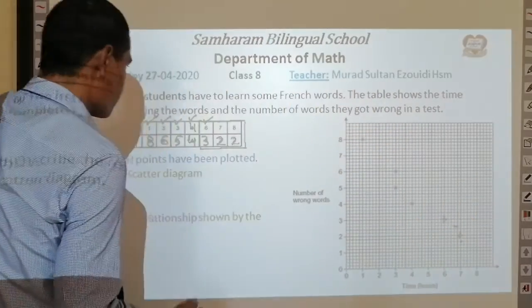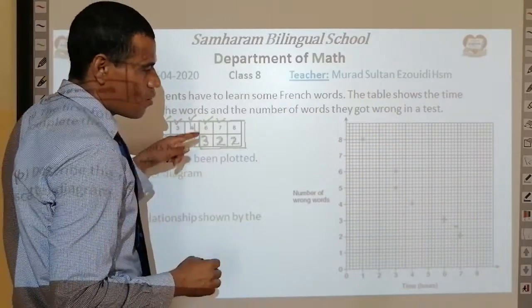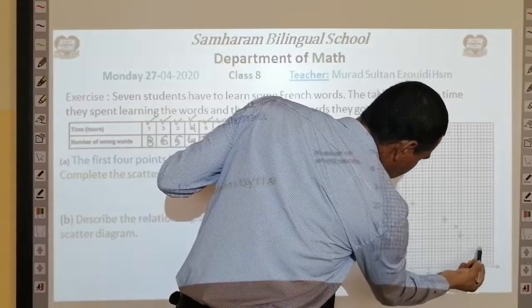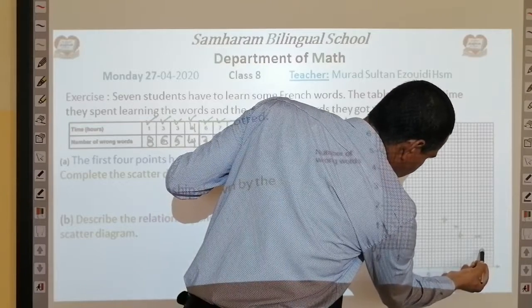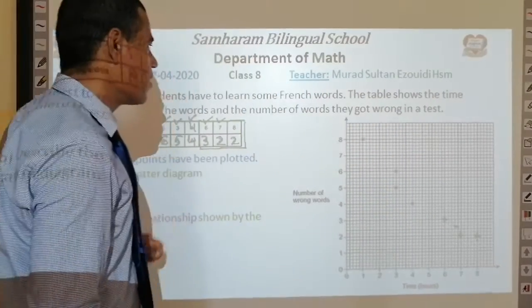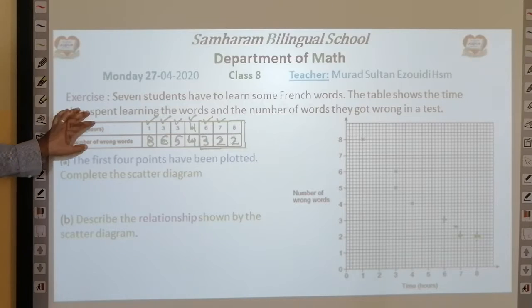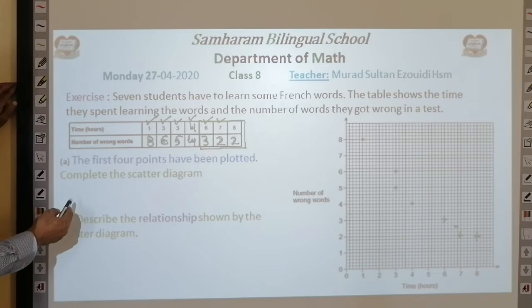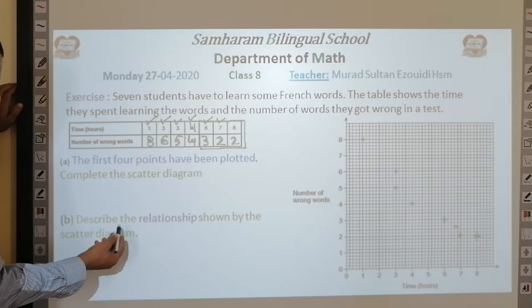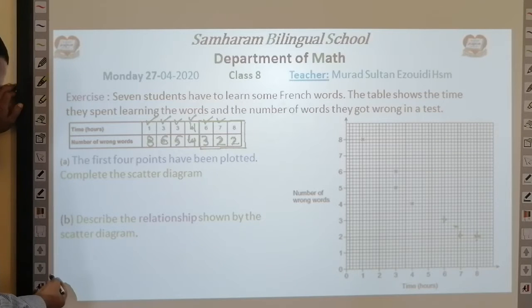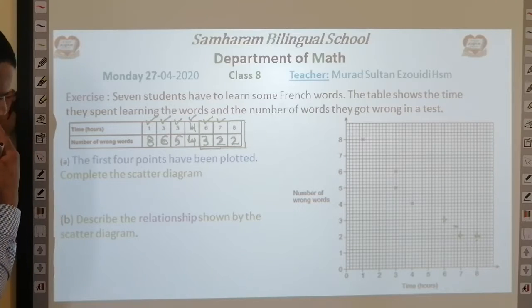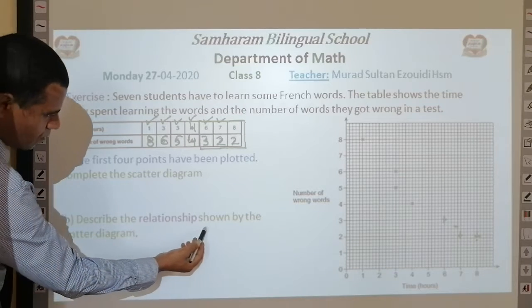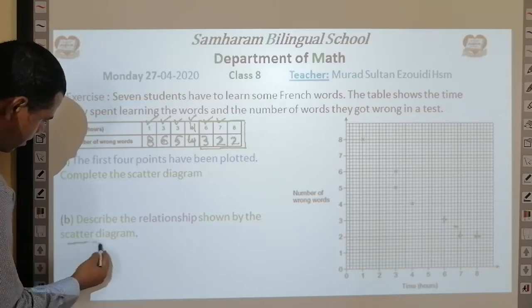Then, for 8 hours we also have 2. This is the scatter graph of this data. Complete the scatter diagram. Okay, it's done. Describe the relationship shown by the scatter diagram.